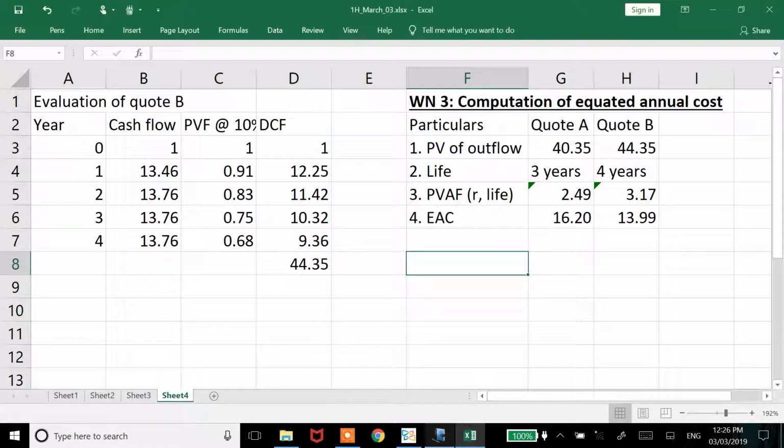So EAC works only if you are going to repeat it. If you cannot repeat it, and he says I'll give you for 3 years, don't come back, and he says for 4 years, I'll have to go ahead with 4 years. I don't have an option now. I will have to go with 4 years and complete it. So the EAC concept is something which can be repeated.